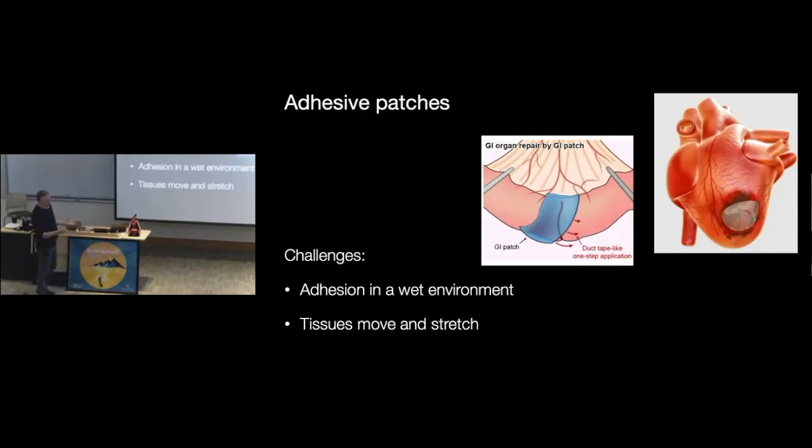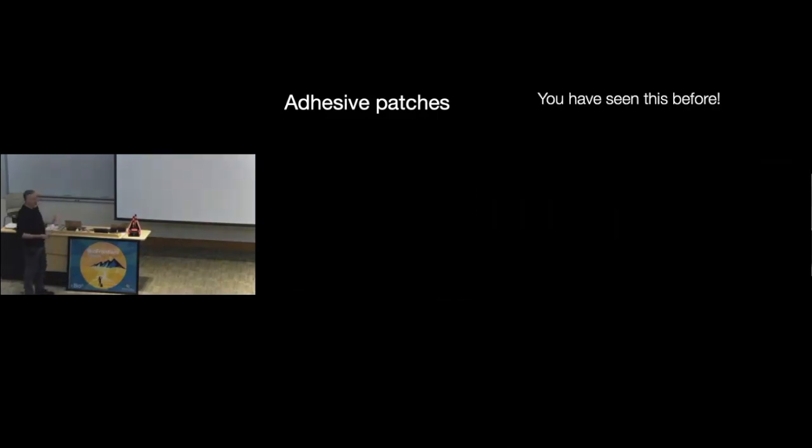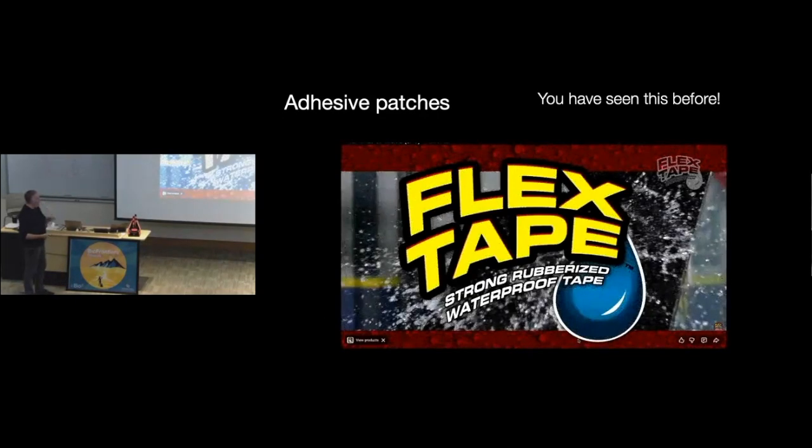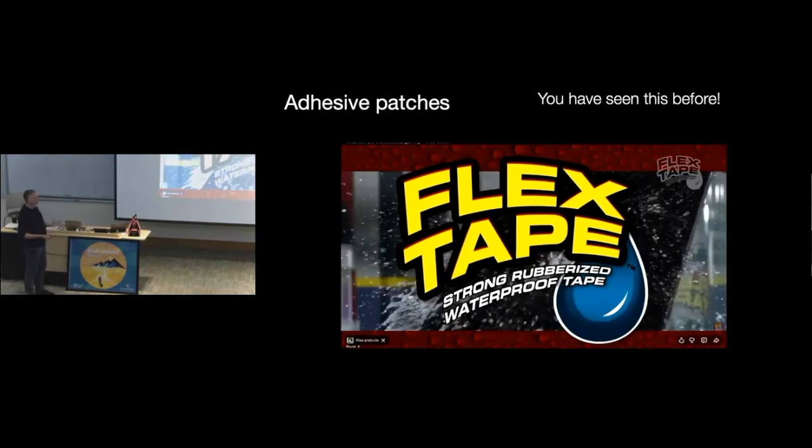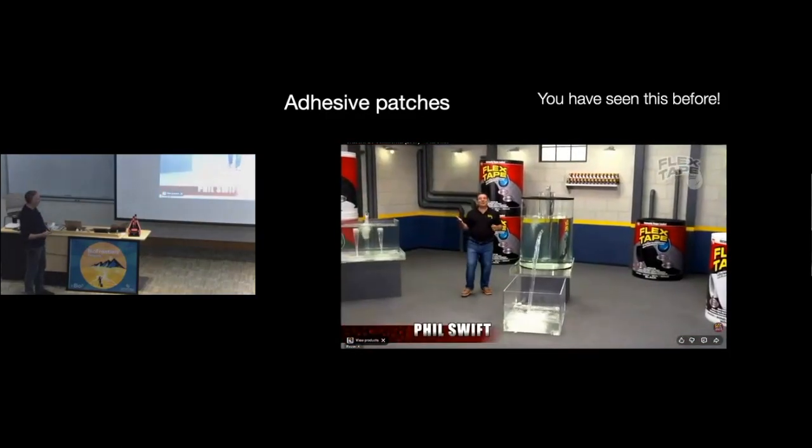So these are our design criteria. These are useful for lots of applications. Maybe you've seen this video, this infomercial called Flex Tape. People bring this up all the time when I show these examples. I took the audio off because this guy yells a lot.